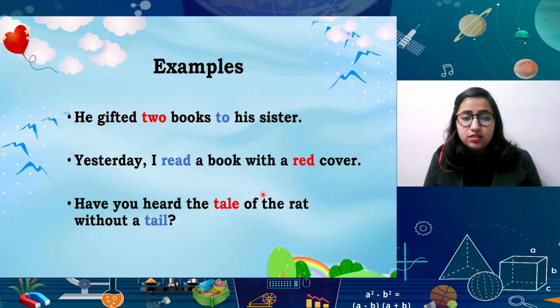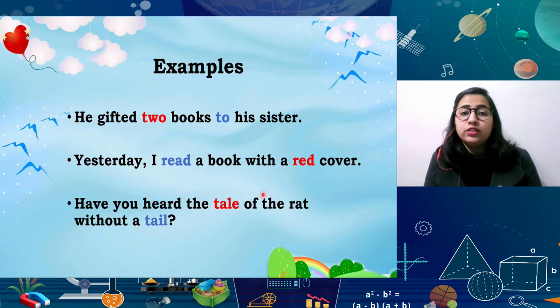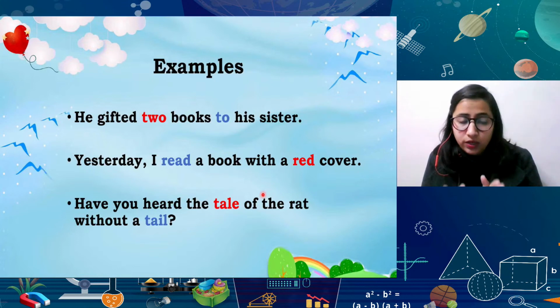Similarly, the second sentence says, yesterday I read a book with a red cover. Yesterday I read a book with a red cover. Now this sentence tells me that sometime last day I read a book which was red in color, which had a red cover. Now, if you're wondering, what was the part in this sentence which told me that the word 'red' was to be used here and not 'reed'? So, pay attention to this part.